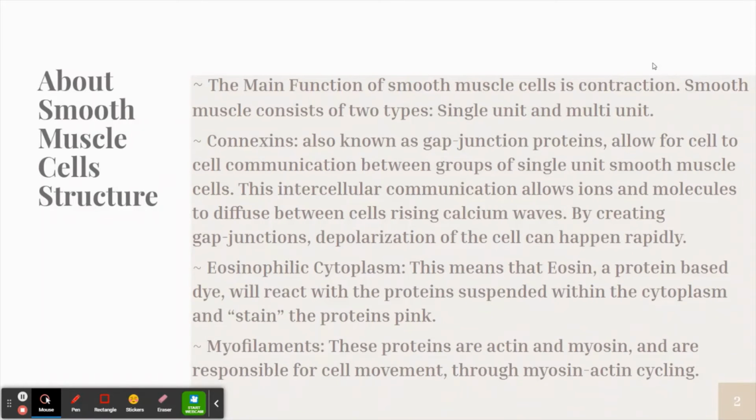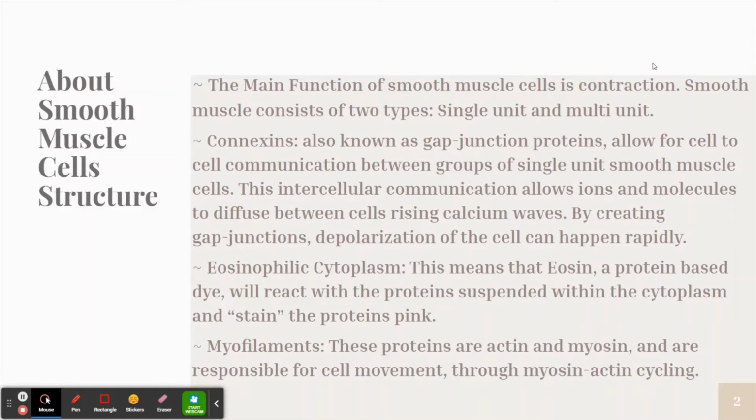The main function of smooth muscle cells is contraction. Smooth muscle consists of two types, single unit and multi-unit. Single unit consists of multiple cells connected through connexons that can become stimulated in synchronous patterns from only one sympathetic unit. Connexons are also known as gap junction proteins. They allow cell-to-cell communication between groups of single-unit smooth muscle cells.